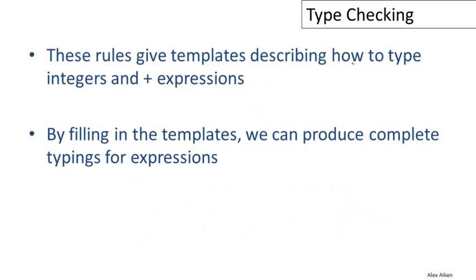So notice that these rules give templates for describing how to type integers and expressions. The rule for integer constants just used a generic integer I. It didn't give a separate rule for every possible integer. And the rule for plus used expressions E1 and E2. It didn't tell you what particular expressions they were. It just said, give me any expressions E1 and E2 that have type int. And so we can plug any expressions we want in that satisfy the hypotheses, and then we can produce a complete typing for actual expressions.